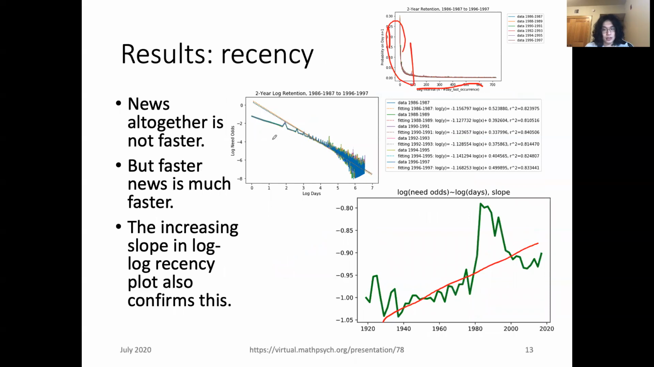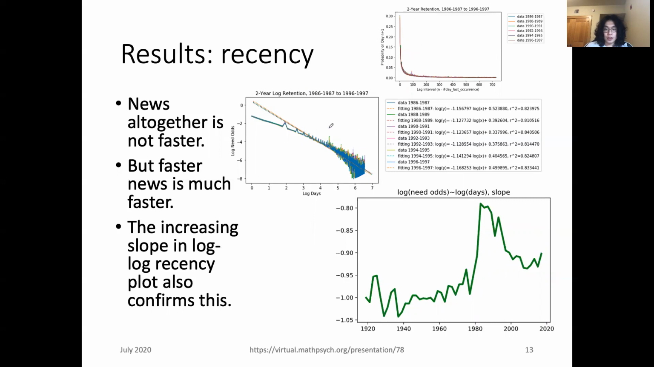The recency plot also confirms this. Here, the x-axis is the lag interval, or number of days between the current day and its last occurrence. The y-axis is still the probability of the same word appearing in the headlines of day n+1. As you can see, y has an exponential negative relationship with x. And those on the left of the x-axis are the words that occurred more recently, and they have a much higher probability of occurring on the next day.